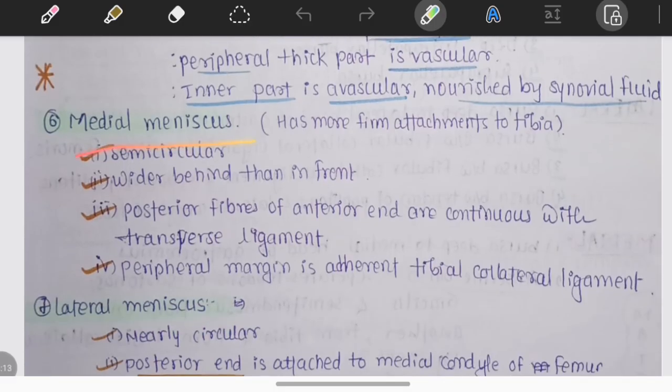Then the medial meniscus has more firm attachments to the tibia. It is semicircular, wider behind than in front, and the posterior fibers of the anterior end are continuous with the transverse ligament. And next, the peripheral margin is adherent to the tibial collateral ligament.